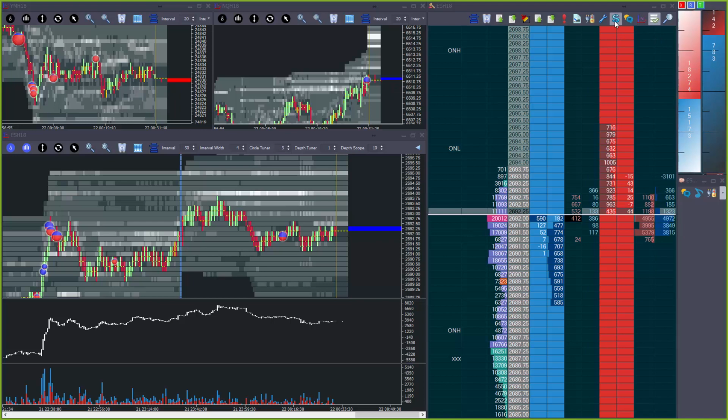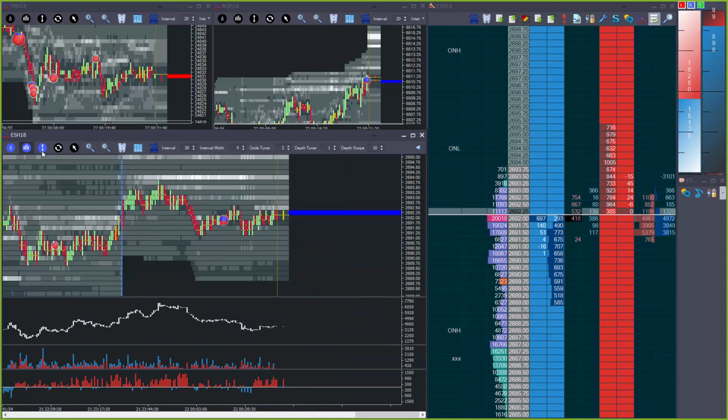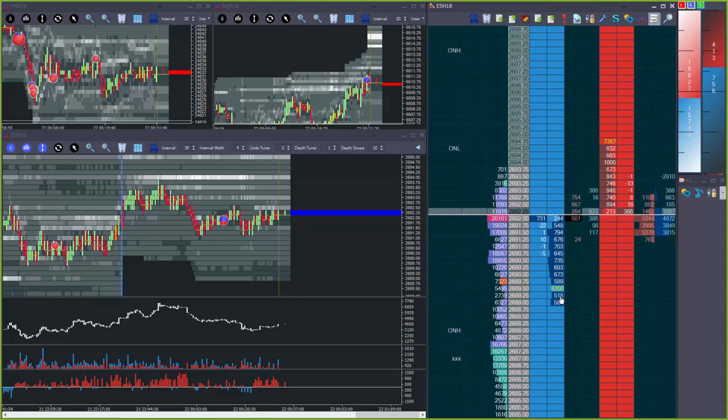If you want to see the ratio of bids to offers, you can look here. This tells you which is dominant, right? We can see here the offer side's dominant, and here the bid side's dominant. So you can get that. You can also, if you want, look at the depth history. We can take that off. We can see the total there. Oh, well, that's messed up there.